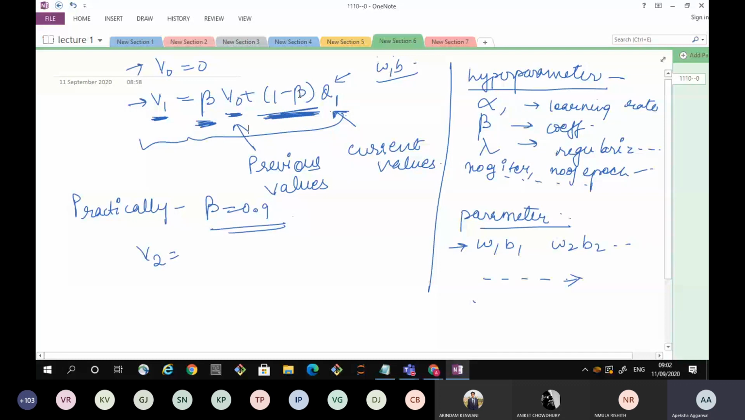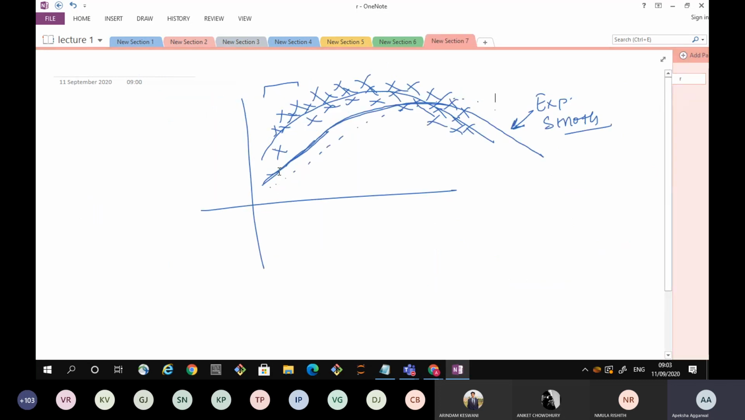1 minus beta would be 0.1, this would be 0.9. So we are giving only 10% weightage to our theta 1, that is our current parameter, and we are giving 90% weightage to previous values. Okay. So the idea is, as we keep on increasing beta, 0.9 is very high. That means we are giving more weightage to previous values. This means that the curve would keep on shifting somewhat towards the right.